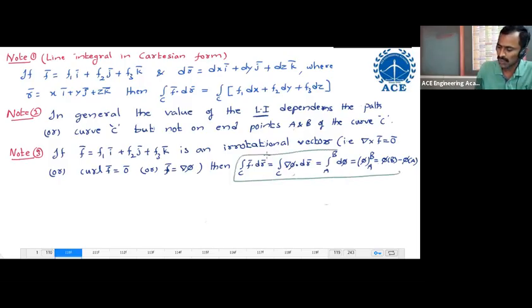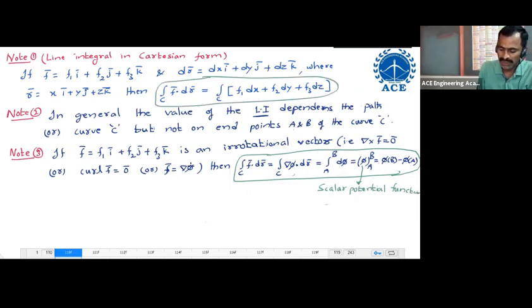When the function is irrotational, without evaluating the integral directly, we write the value of this integral by using this function phi. Here the function phi is called the scalar potential function. If the function is irrotational, then we can write the integral value by using this scalar potential function, because for a given irrotational vector, we can find the scalar potential function.